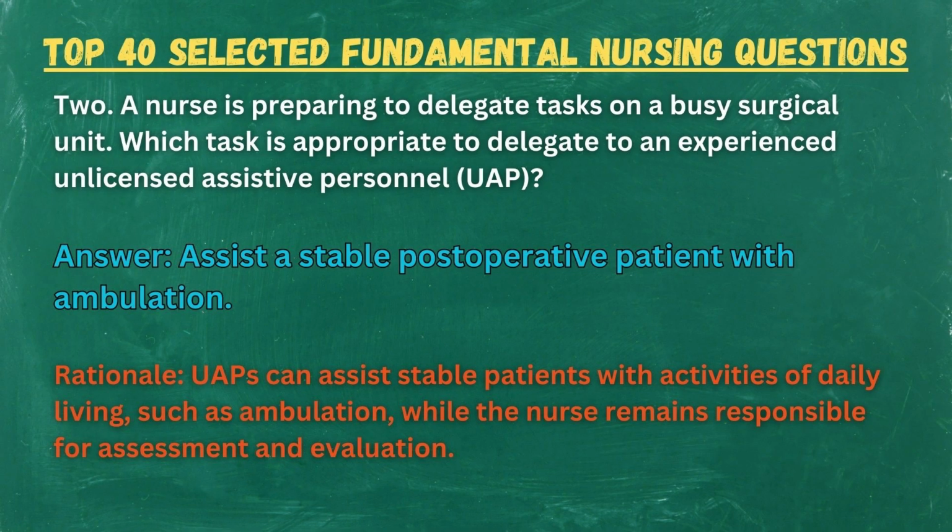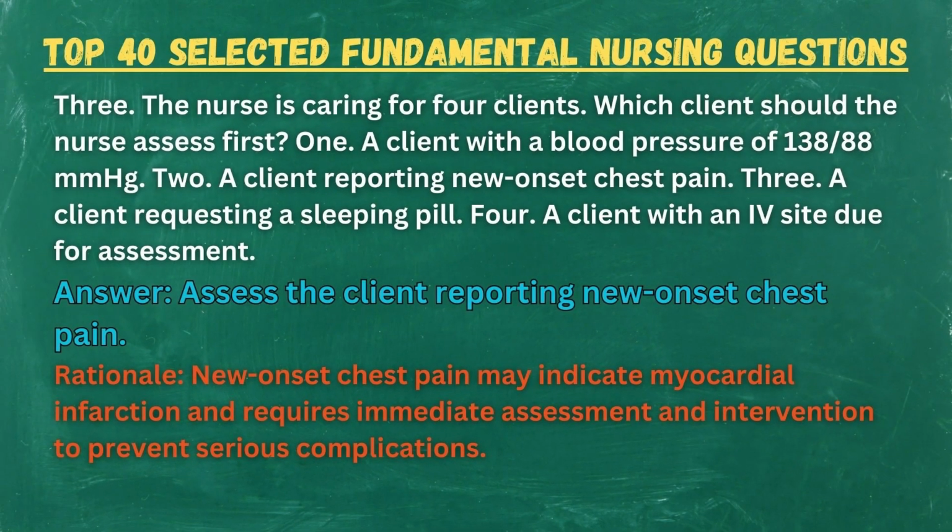2. A nurse is preparing to delegate tasks on a busy surgical unit. Which task is appropriate to delegate to an experienced unlicensed assistive personnel, UAP? Answer. Assist a stable postoperative patient with ambulation. Rationale. UAPs can assist stable patients with activities of daily living, such as ambulation, while the nurse remains responsible for assessment and evaluation.